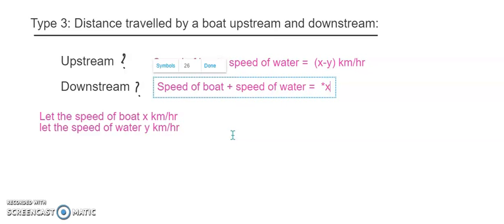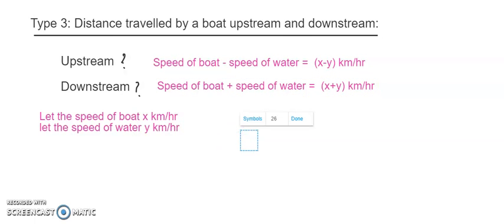So wherever downstream comes, it's the addition of the speeds of both, boat and water. When it is upstream, it's subtraction. Why are we taking the boat speed as the first one? Because nowadays we use motor boats. We are talking about motor boats which run with a motor, which is faster.